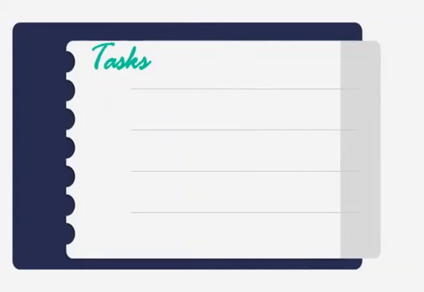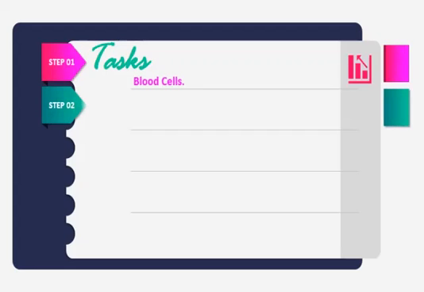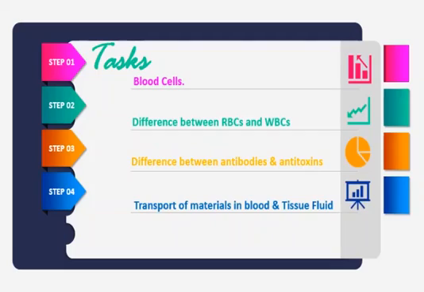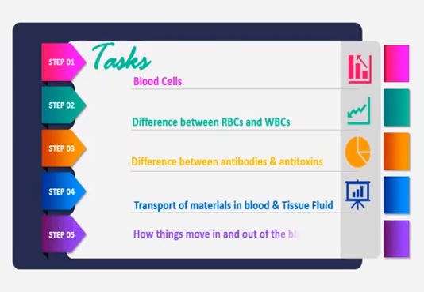So dear students, what are the tasks of this video lesson? The topics that we are going to see are: number 1, blood cells; number 2, difference between RBCs and WBCs; and difference between antibodies and antitoxins that are produced by white blood cells. We will also see transport of materials in blood and tissue fluid, and finally how things move in and out of the blood. Actually, it is all about transport of material in the blood.